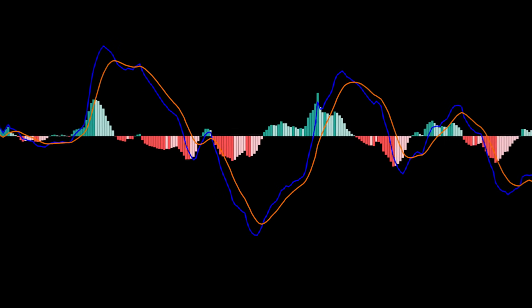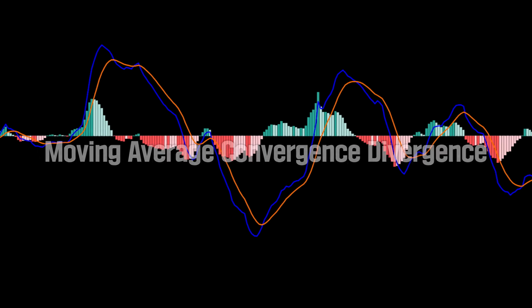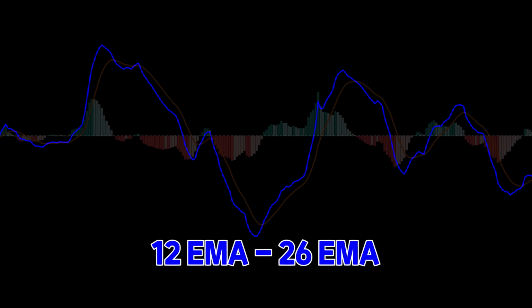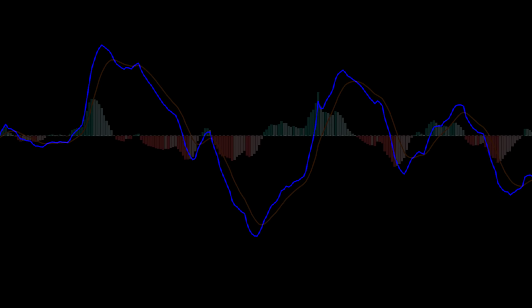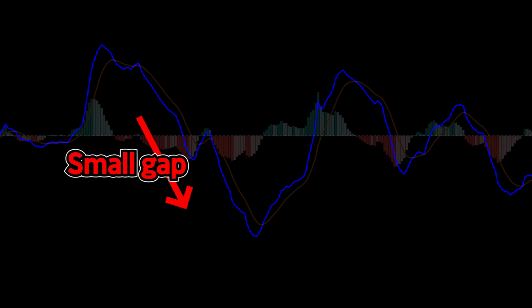Part 1. MACD Basics. MACD stands for Moving Average Convergence Divergence. It's built from 3 components. First, the MACD line. It's the difference between the 12-period and 26-period exponential moving averages. Think of it as the gap between short-term and long-term momentum. Wider means stronger trend, narrower means it's fading.